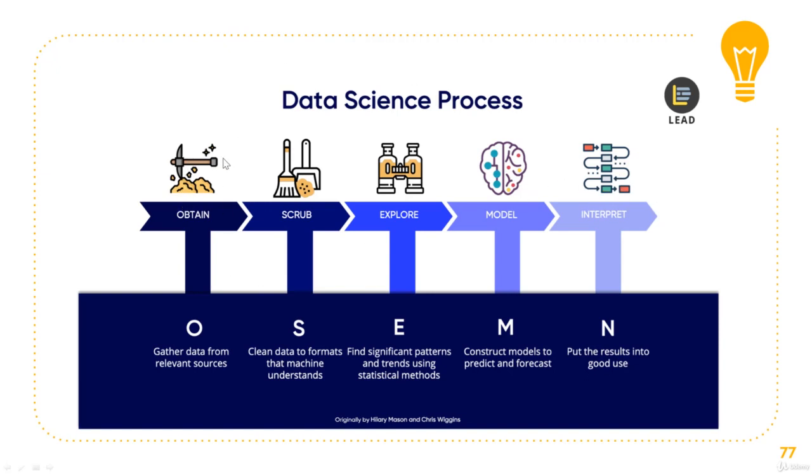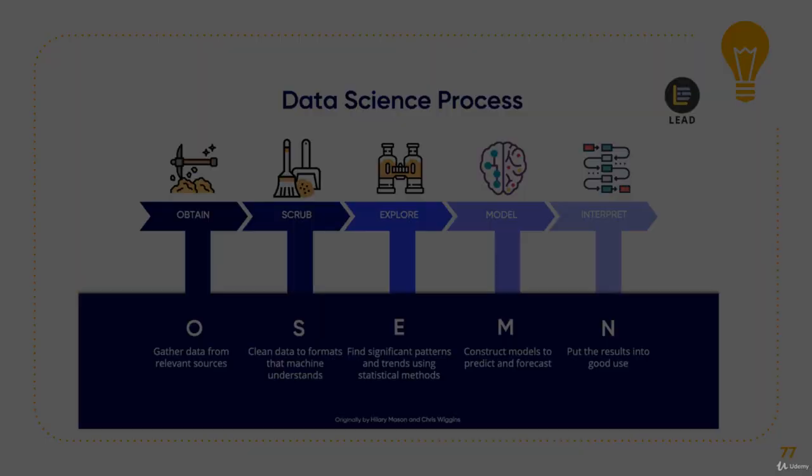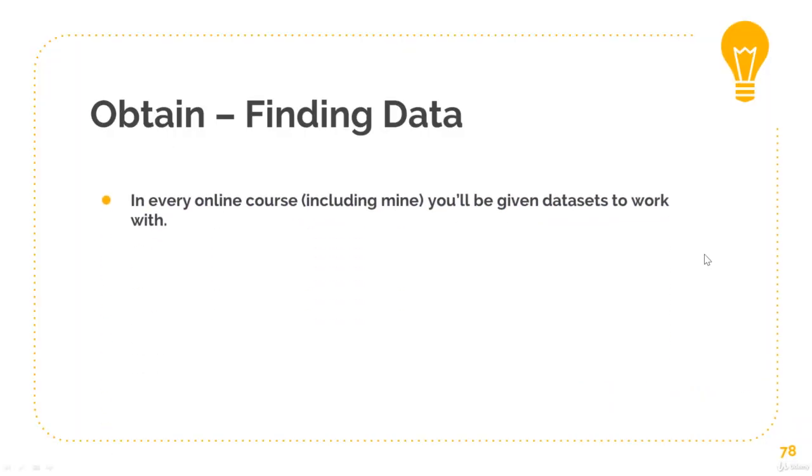So now what we do first is that we take data, we find it from our data sources, we clean the data, we explore it, find patterns and trends in the underlying statistics, and we model it, do the prediction models, and then we interpret the results. So we can go through each in detail.